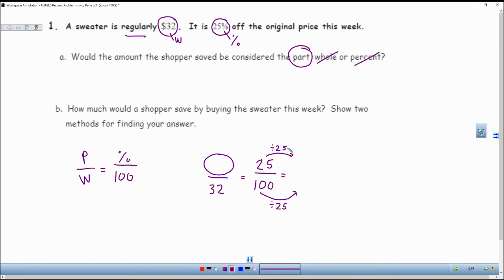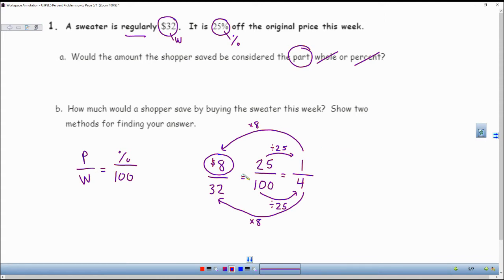25 divided by 25 is 1. 100 divided by 25, well, think quarters, it'd be 4, which is nice because now we can get right from 4 to 32 by multiplying by 8. And we can do the same thing on top. Well, what's 1 times 8? It would be $8. So this person would save $8 by buying the sweater this week.